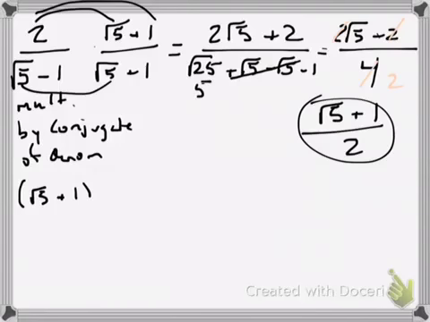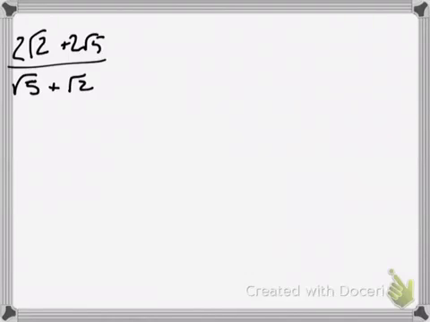Okay? Let me do one more like this. So let's try something a little bit more complicated looking. So we've got 2 root 2 plus 2 root 5 over root 5 plus root 2. So I've got a binomial with 2 radicals. All right, we'll do the same thing we did before. We will multiply top and bottom by our conjugate. So in this case, that's going to be root 5 minus root 2. We keep the roots the same. All we change is that middle sign.